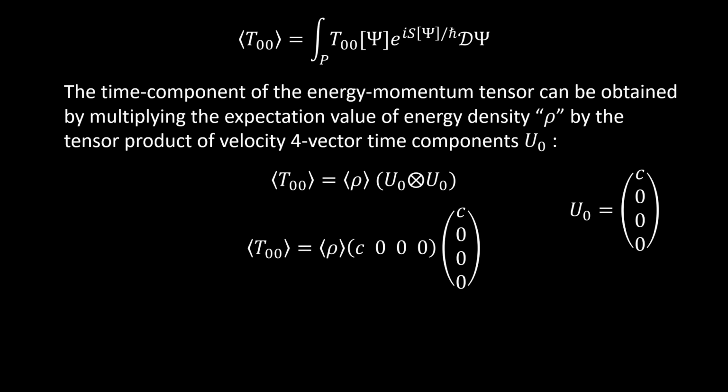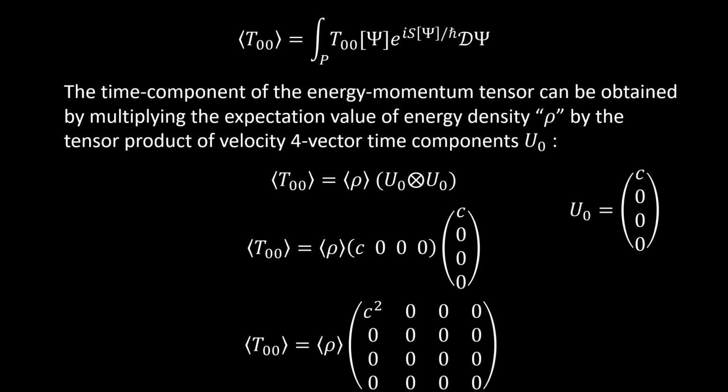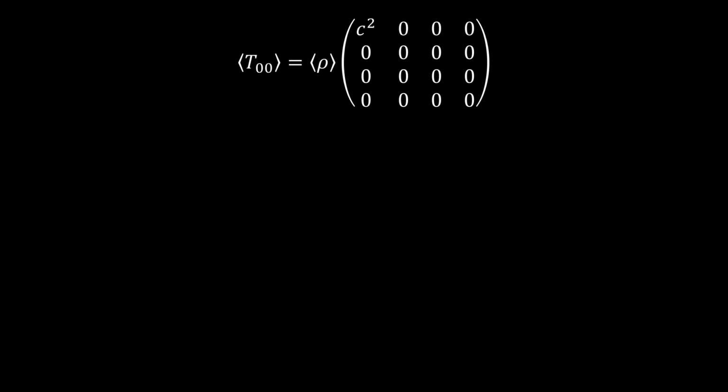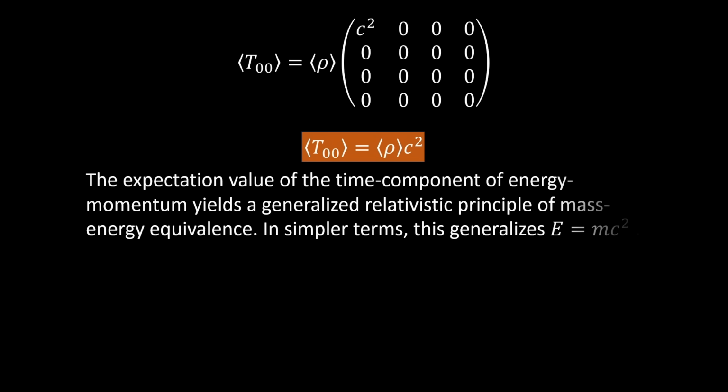So we gain the following multiplication, which just gives us a 4x4 matrix. But there's only one component, of course, the time component, which is the upper left corner where we have t on the top and then t on the left, so we get a pure time component, c squared, 0 is elsewhere, so we just get a generalization of E equals mc squared. The expectation value of the time component of energy momentum yields a generalized relativistic principle of mass-energy equivalence. In simpler terms, as I mentioned, this generalizes E equals mc squared.